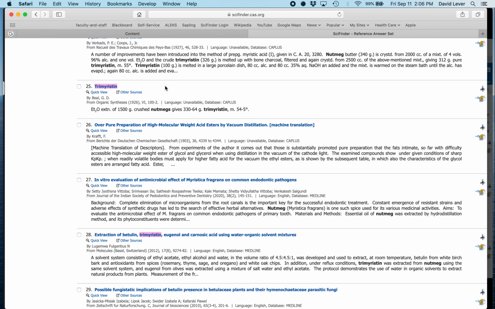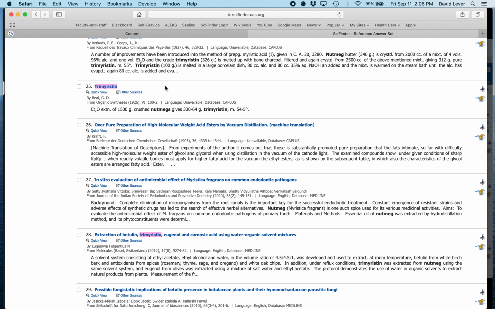And Organic Syntheses is a journal that is actually tested. People submit standard procedures that they think are good procedures for making a particular compound or isolating a particular compound, and then it gets sent out to an independent lab to test that and make sure that it works. So anything that's published in Organic Syntheses is reliable.